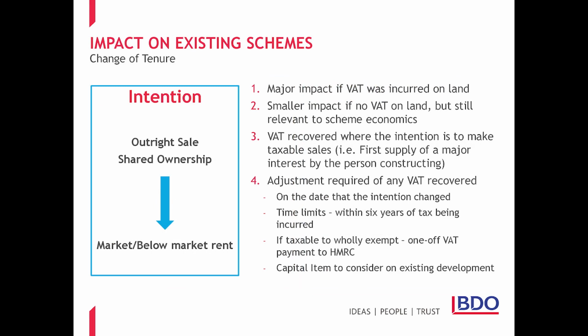So as Paul was mentioning, one of the common impacts of a downturn is that house prices fall, and people's ability to purchase property diminishes. And that often leads to a change of tenure, where schemes that were intended for either outright sale or shared ownership are then repurposed to market or below market rent.